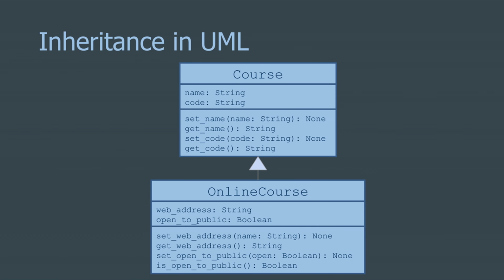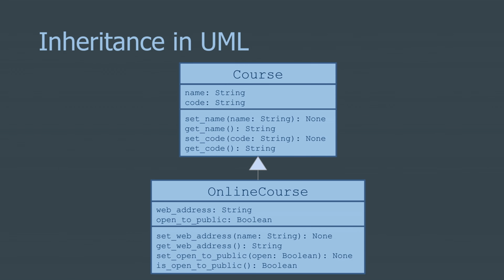If you want to just do the V-shaped arrowhead, that actually means something different in UML. So make sure you choose the correct arrowhead. It has to be a filled triangle, like you see here. So that's a little bit strange. But this diagram just means that an online course has functions called set web address, get web address, set open to the public, is open to the public. But it also inherits the get name, set name, get code, set code functions from its parent class, course.